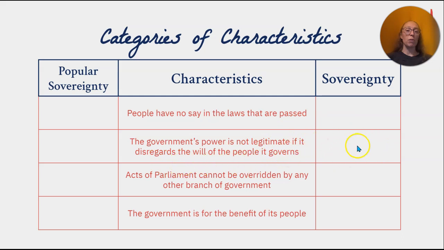That's sovereignty again. Acts of Parliament cannot be overridden by any other branch of government. Those acts of Parliament, that's sovereignty, right? We don't have a parliament in the United States. The government is for the benefit of its people. That is popular, right? It's all about the people. That's popular sovereignty. Hopefully you can understand popular sovereignty is when who rules? That's right. Popular sovereignty is when the people rule.